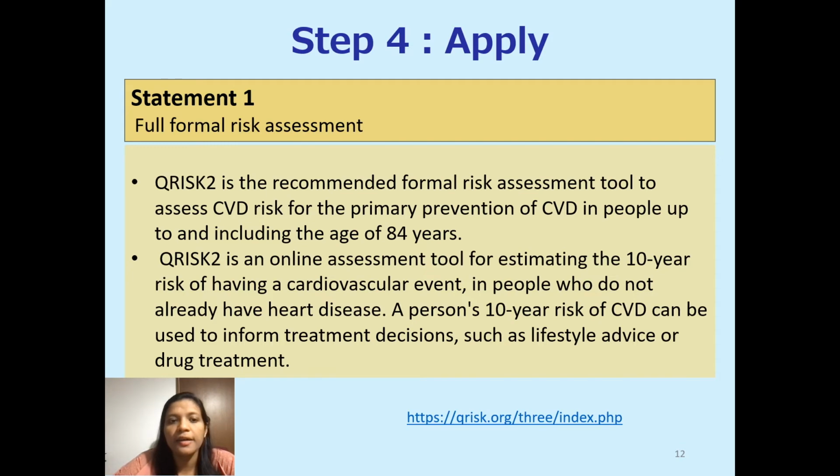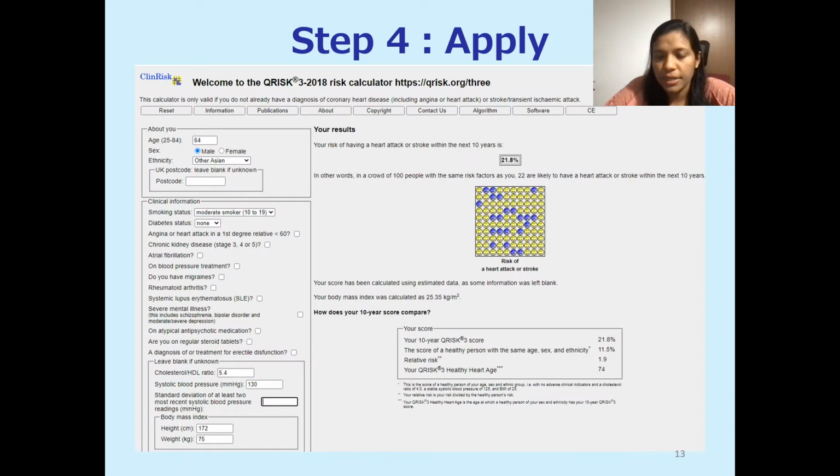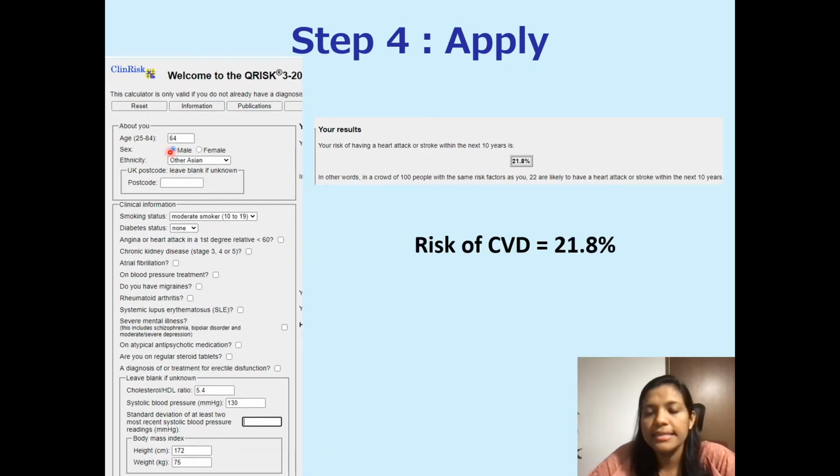So here is the link for the QRISK2 tool. This is the interface of QRISK2. We have to enter the details of our patient here. So we will add the details of our patient. Here the age is 64 and the sex is male. Ethnicity you can select from this drop down button. We will put other Asian, and then we have to put the investigation findings and examination findings.